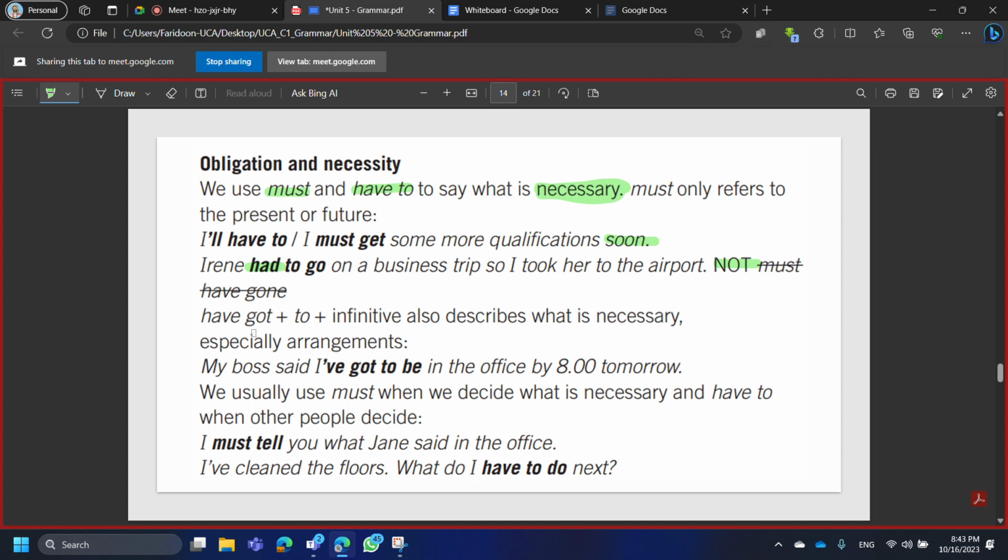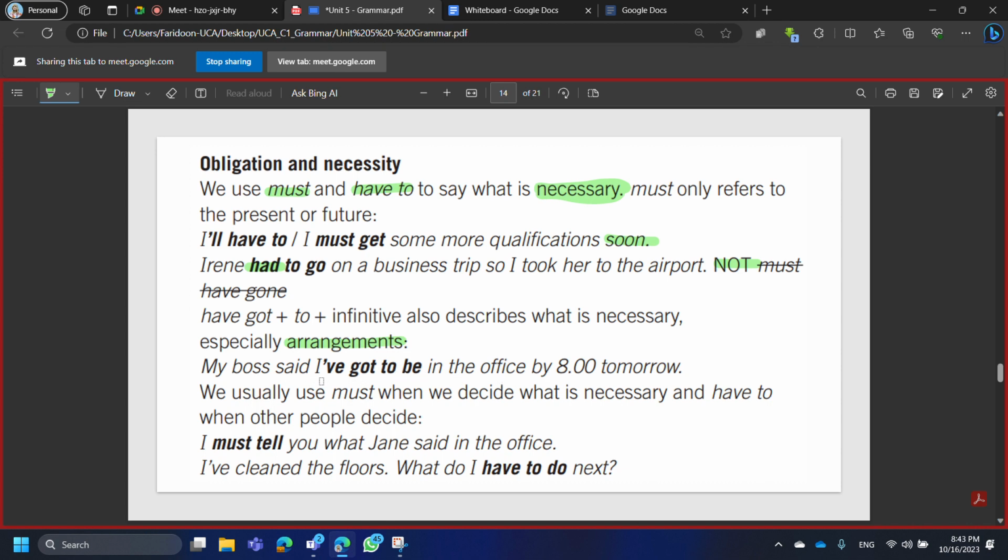We have another structure here, guys. Have got to plus infinitive, or verb number one base form, also describes what is necessary. Okay, but especially when you're talking about arrangements, things that have already been arranged. For example, my boss said I've got to be in the office by 8 tomorrow.